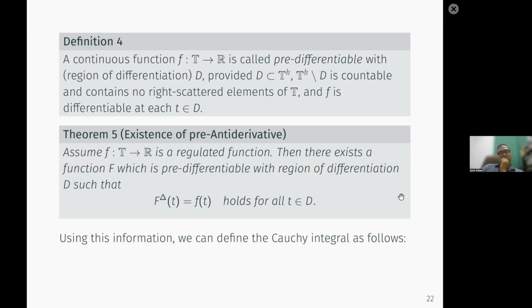Now, the function is also called pre-differentiable in a given region T, provided that D is contained in T^k and T^k minus D is countable and contains no right-scattered element of T, and F is differentiable at each t in D. And this is the existence of a pre-antiderivative in time scales: for a given regulated function f, there exists a pre-differentiable function capital F such that F^Δ(t) is given by small f of t.